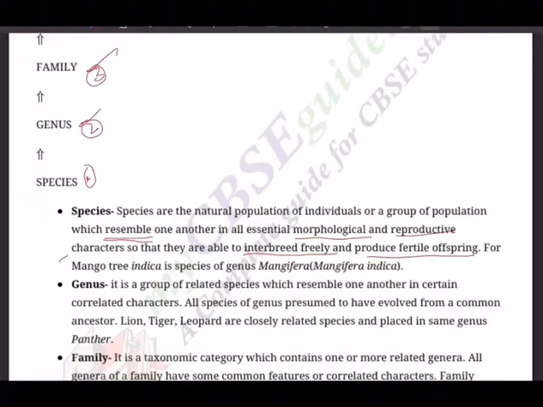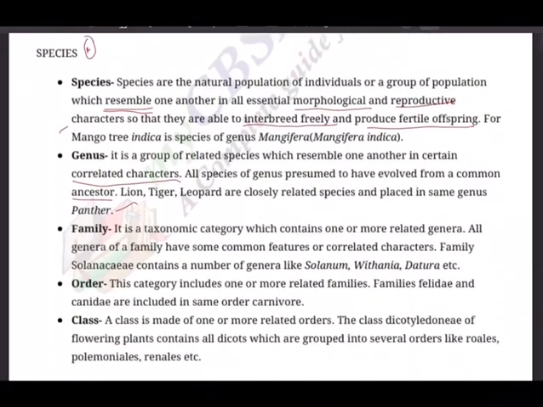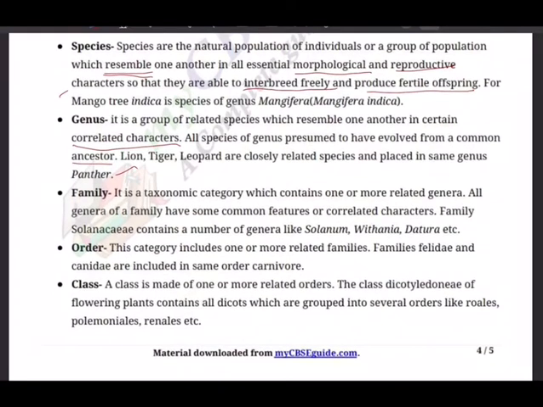And genus is a group of related species. They are not similar, but related species which resemble one another in certain correlated characters only. All species of a genus are presumed to have evolved from a common ancestor. Lion, tiger, leopard are closely related species and placed in the same genus called Panthera, like Panthera leo, Panthera tigris, like that. And then further we go ahead with the hierarchy.